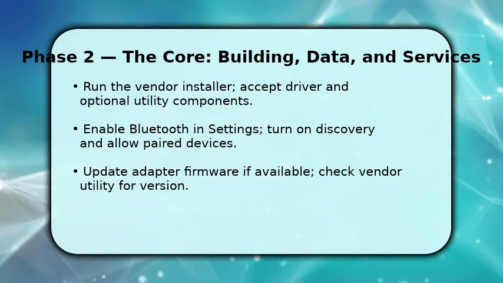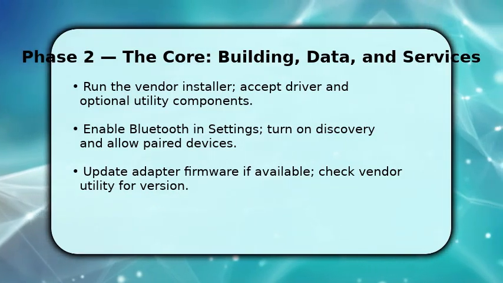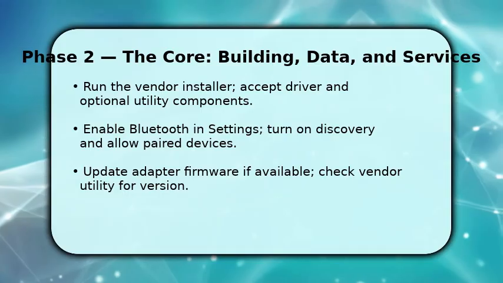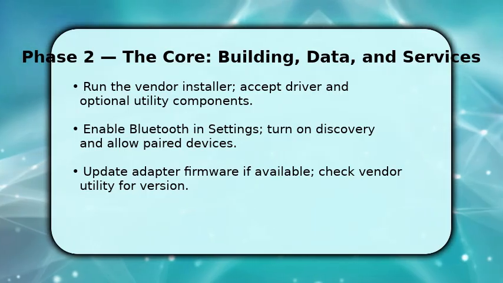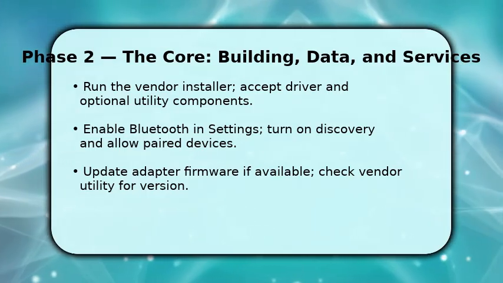Use the vendor utility to update firmware if offered. Firmware fixes pairing quirks and range issues. Also verify the Bluetooth Support Service is running in services.msc. If stopped, set it to automatic.